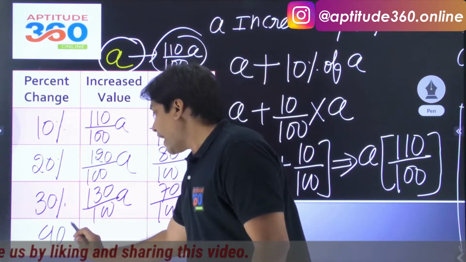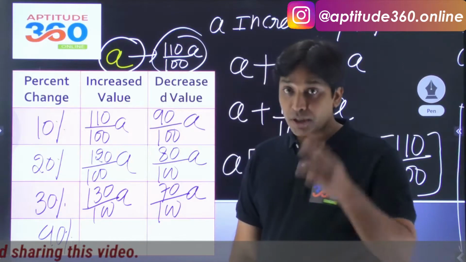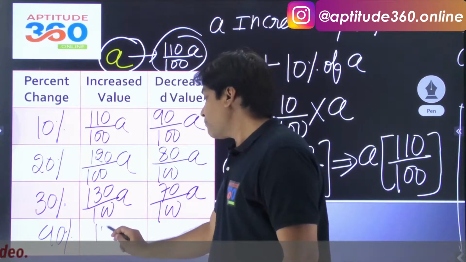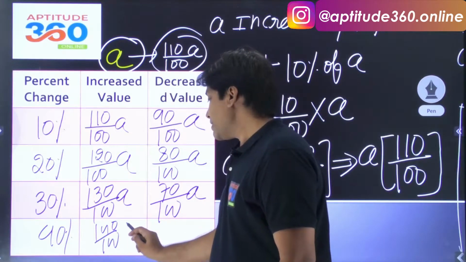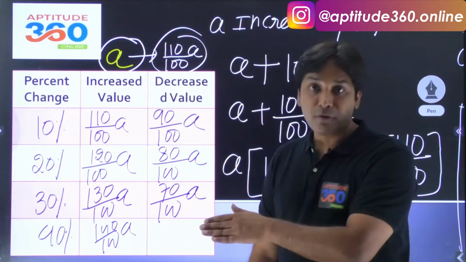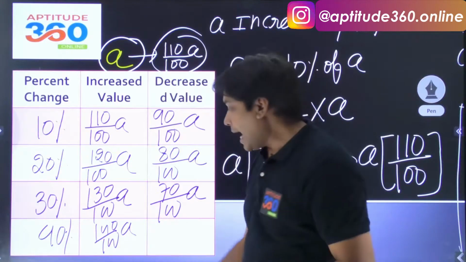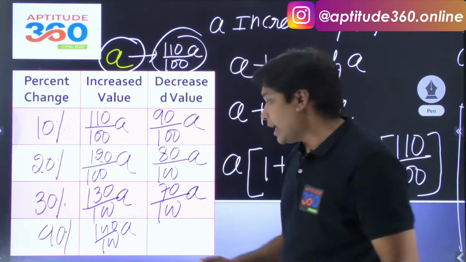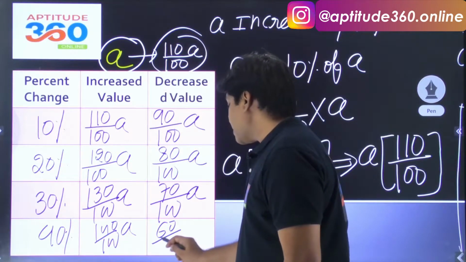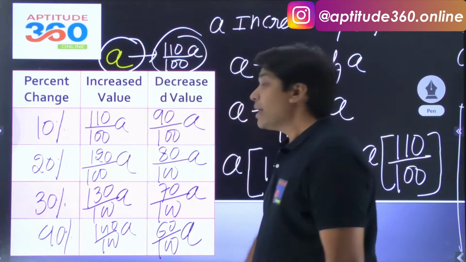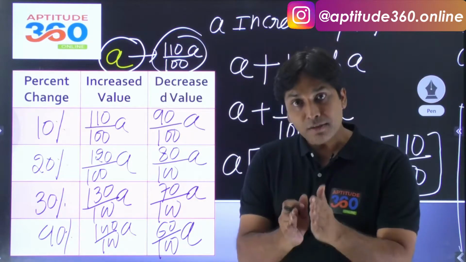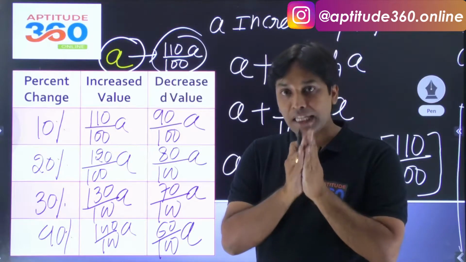And if a value increases by 40%, now you understand that you do not have to pick up your pen to understand this line, isn't it? So if it is increasing by 40%, it is going to be 100 plus 40 in the numerator, which is 140, and in the denominator you have got only 100. And for a decrease by 40%, this step is going to be 60 over 100. So that's the very first proposition that I need you to understand.